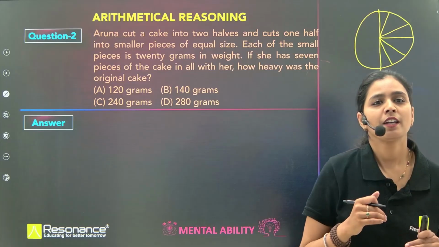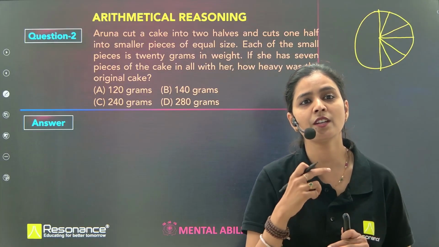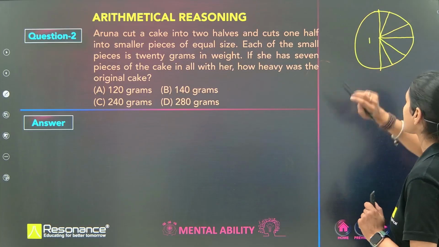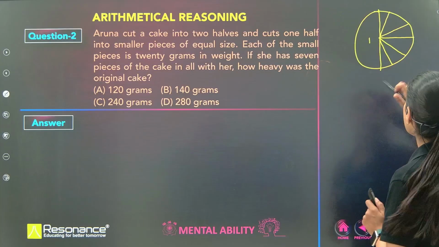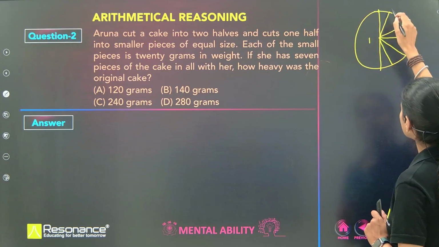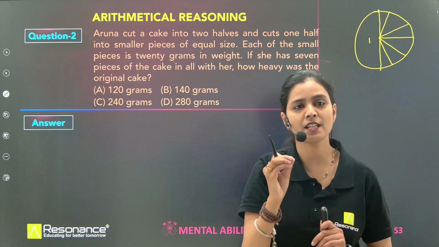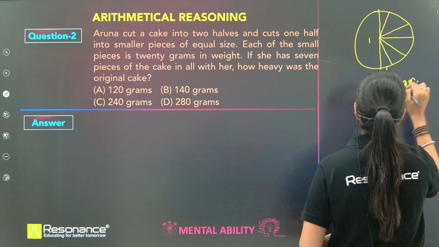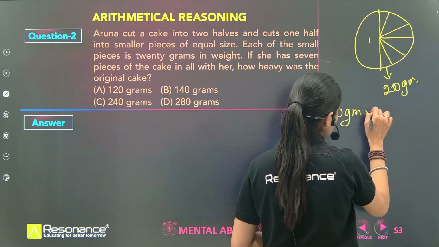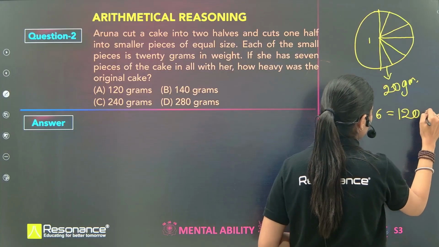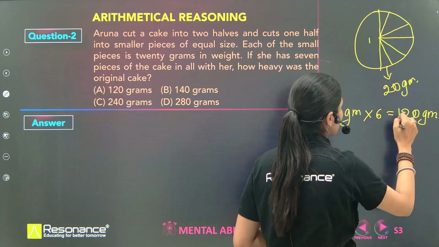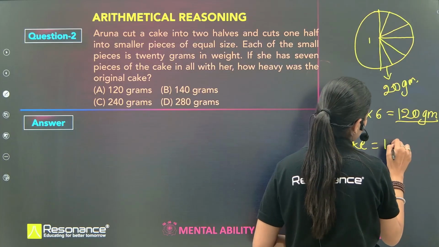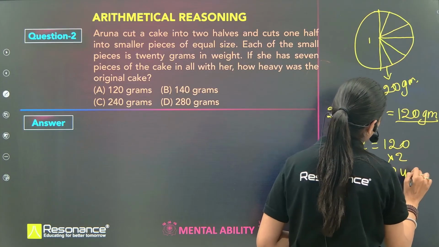Now if she has 7 pieces of the cake in all, that means one piece was the big one, the half one. The rest of the half has been divided into 6 equal pieces, weighing 20 gram each. 20 gram into 6, that is 6 twos are 12, so 120 gram. If half is 120 gram, then the whole cake weight should be 120 into 2, which gives 240 grams.